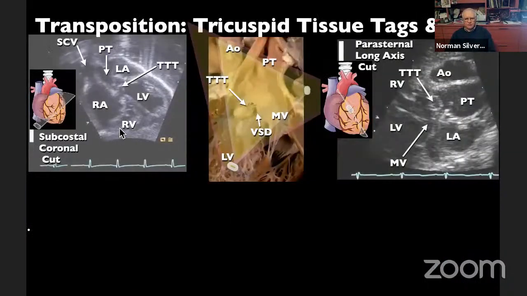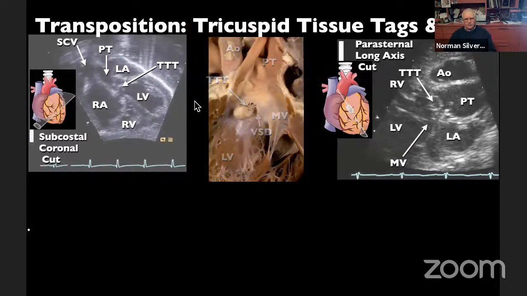Now, sometimes the tricuspid valve, which normally tends to close, the septal leaflet of the tricuspid valve tends to close the VSD. Here we see the whole tricuspid valve with these tricuspid tissue tags, which are herniating into the left ventricular outflow tract and just below the pulmonary trunk. And here is such an echo example of that.